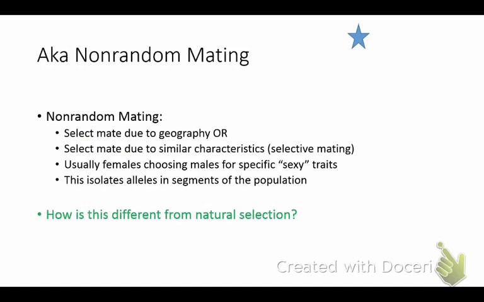Non-random mating is when you select a mate due to geography, so how close they are to you, or select a mate due to similar characteristics. Selective mating is usually females choosing males for their specific sexy traits, like the peacock. Only male peacocks have the big, pretty feathers. Generally in nature, except probably in humans, it is the female who chooses the male for mating purposes. It's all up to the ladies in nature. And this isolates alleles in segments of the population.